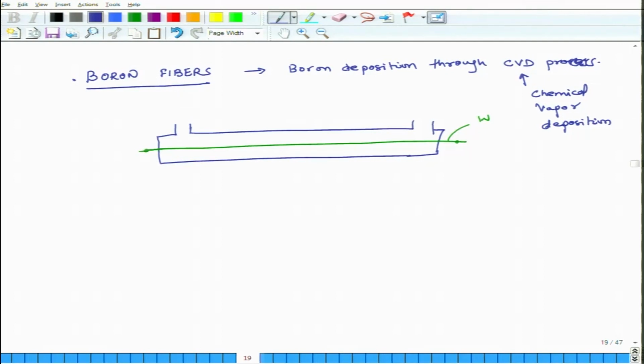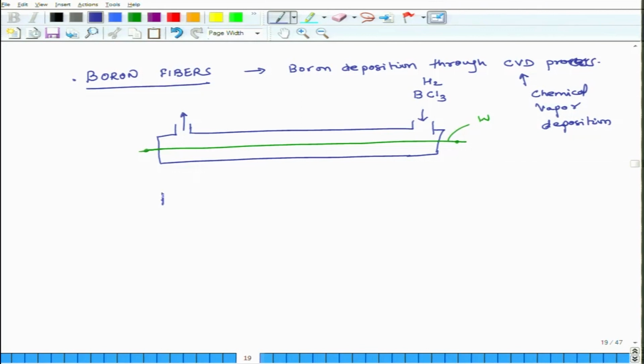So, the way this happens is that there is a chemical reaction going on. You insert boron chloride gas and you also insert hydrogen gas in it, okay. And when boron chloride and hydrogen mix at a high temperature, you produce boron, and we will show that reaction.